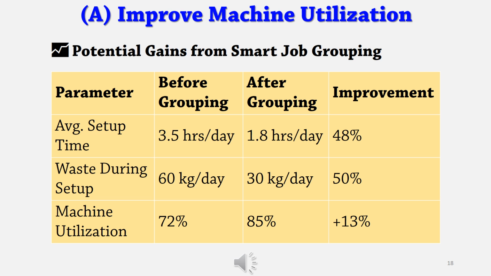Here are the potential gains from smart job grouping. Average setup time can be improved by 48%. Waste during setup can be improved by 50%. Machine utilization can be improved by 13%. So this is a very good and very useful exercise. So focus on job grouping, particularly when we have small jobs.